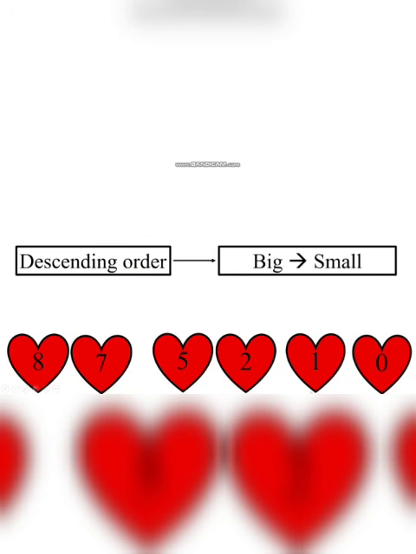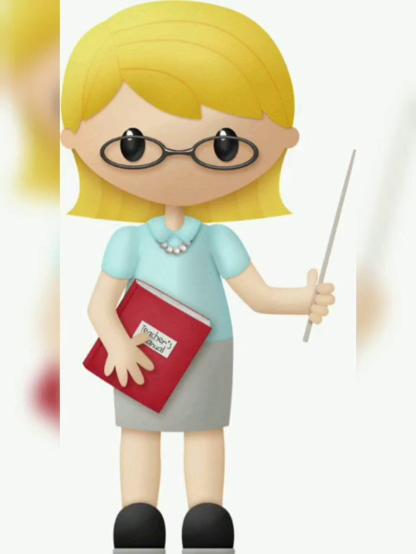So our descending order is complete. 8, 7, 5, 2, 1, 0. First we'll put the big number, then small, small, small, small, and last is the smallest number.